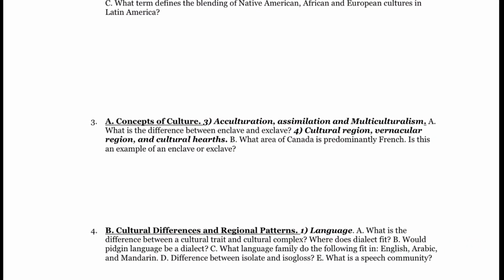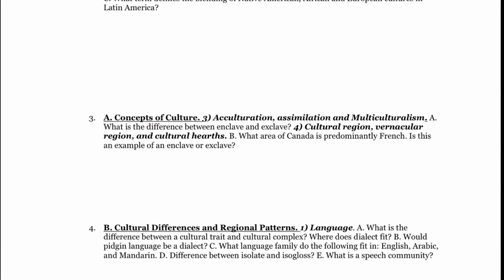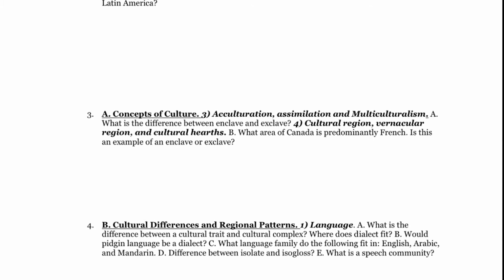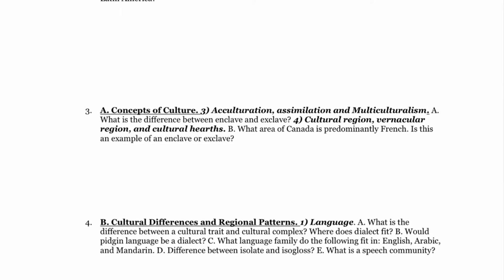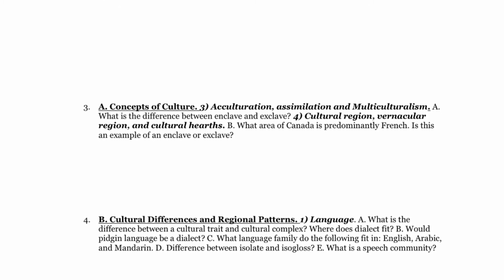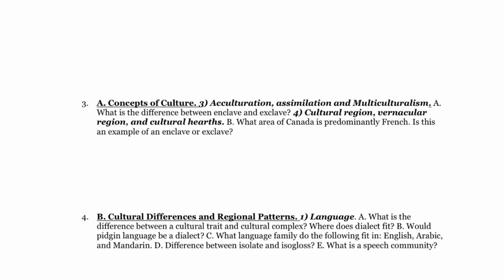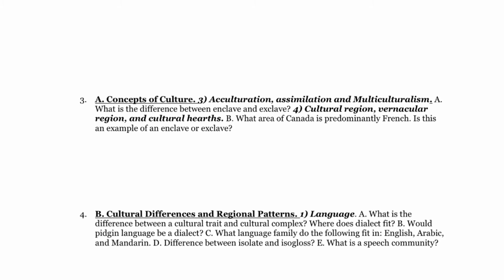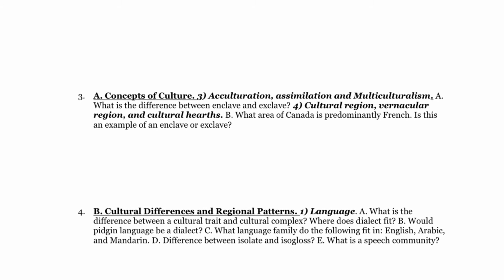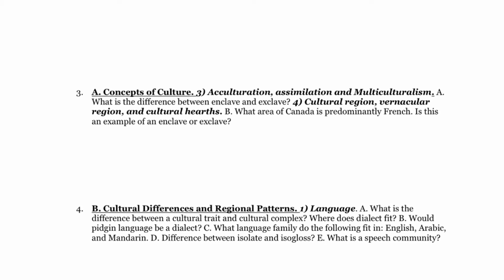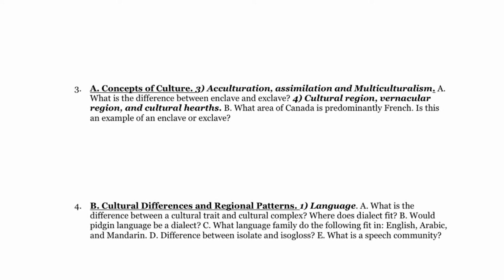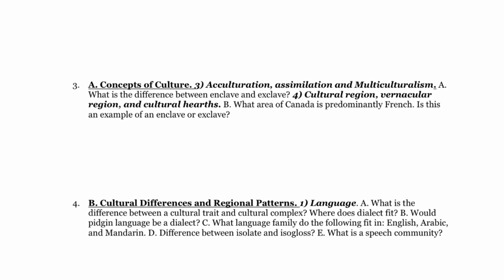All right, number 4. Number 4 is section B of your curriculum. It is the cultural differences and regional patterns. The first subsection of letter B that we're going to be looking at is language. Now, this language section is very important. A says, what is the difference between a cultural trait and a cultural complex?